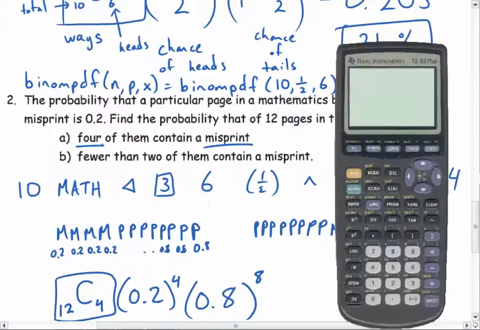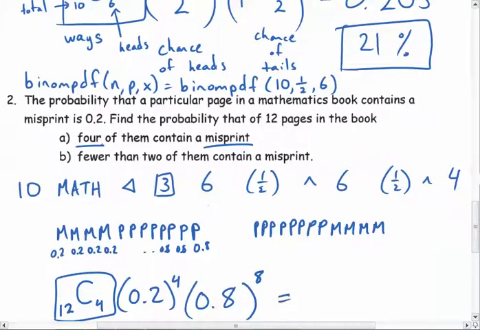Okay, so now if I plug that into the calculator, I'll start with the n value. N, math menu, choose 4. 0.2 is happening 4 times. 0.8 is happening 8 times. I get 13% chance.